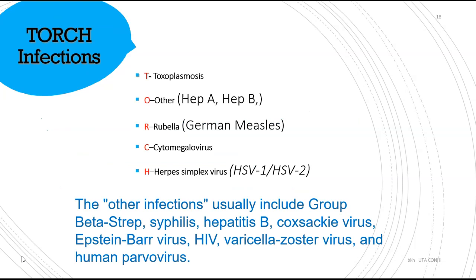What's included in the TORCH titer? Toxoplasmosis, other, rubella, cytomegalovirus, and herpes. Our other infections typically include group B strep, syphilis, hepatitis, specifically hepatitis B, Coxsackie virus, Epstein-Barr virus, which some providers will test for, HIV, varicella, and human parvovirus.